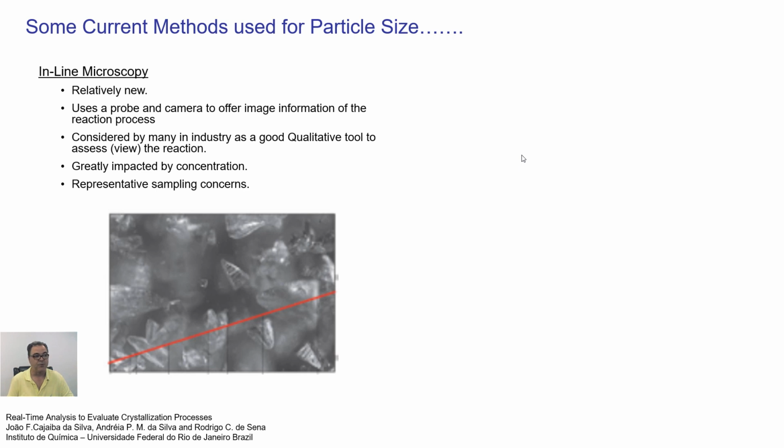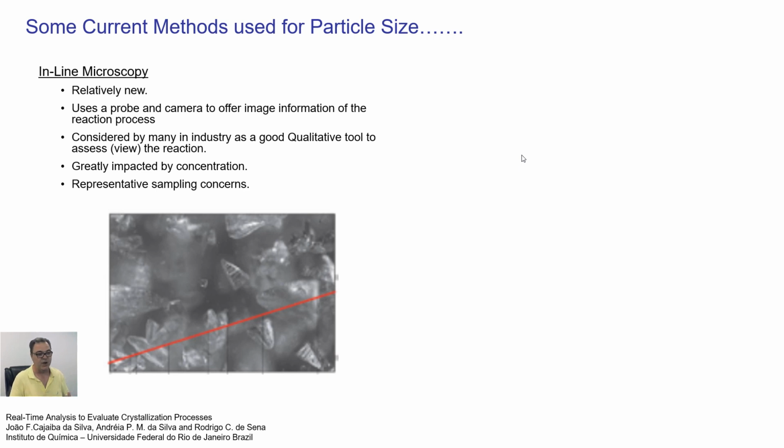One of the other very popular methods is microscopy. There are two types of microscopy. There is inline microscopy. It's relatively new. It's a probe where you actually put an optics probe into a reactor. You do a measurement, and it is a very good tool to get qualitative analysis, just to give you an idea of what's going on in your reactor.